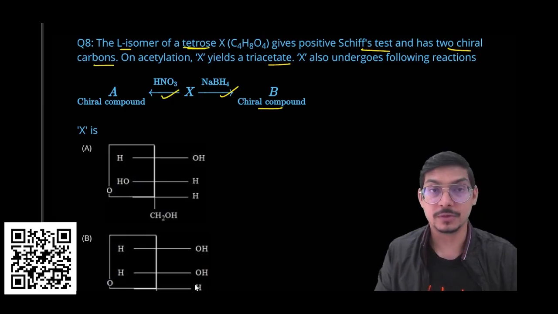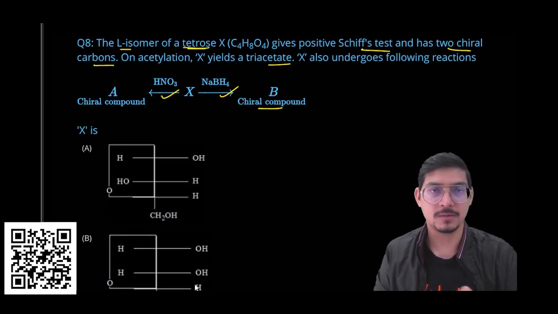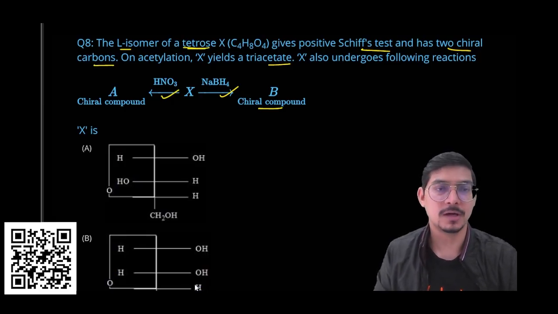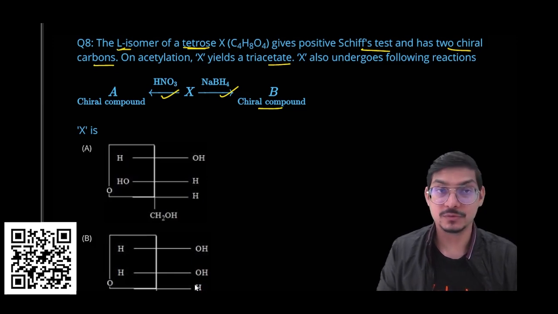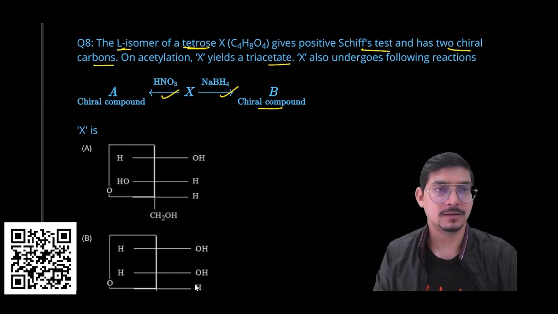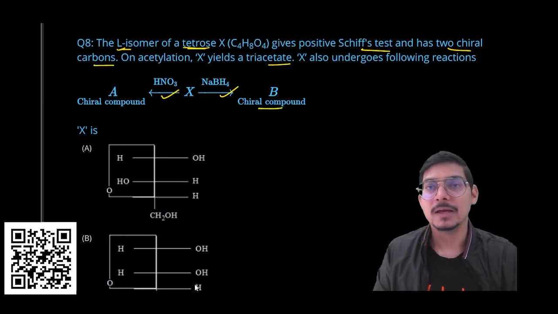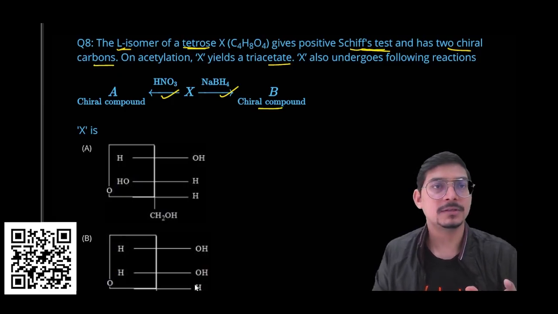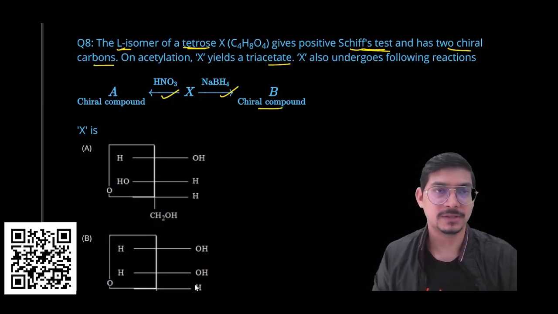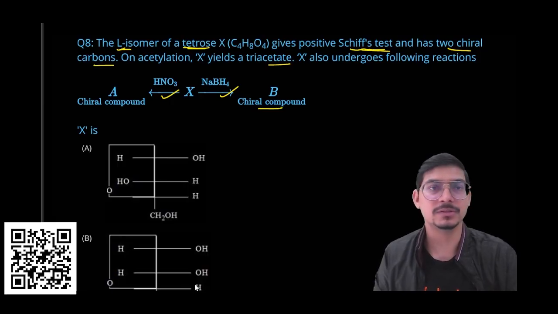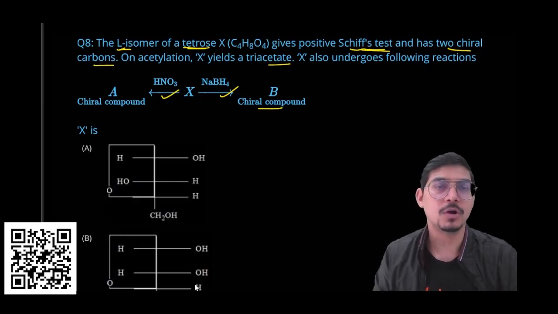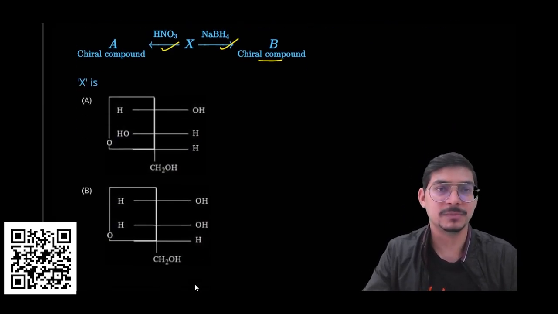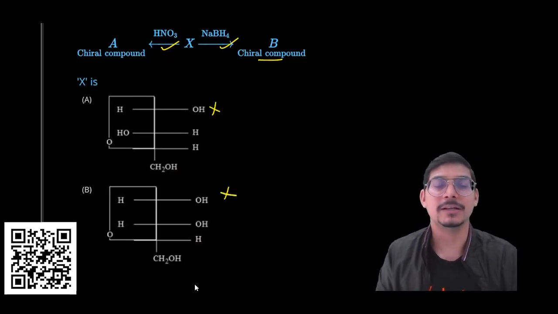The compound is a tetrose, which means that it is a carbohydrate containing 4 carbon atoms. It is the L isomer, which means that in the lowermost chiral carbon in the Fischer projection, the hydrogen is on the right hand side. This is very important because the L isomer of this tetrose produces a positive Schiff's test. Now actually Schiff's test is a weak reagent. It's a highly sensitive test for aldehydes, but it is a weak reagent. So generally hemiacetals do not give positive Schiff's test, which means that options A and B are directly eliminated from the possibilities.